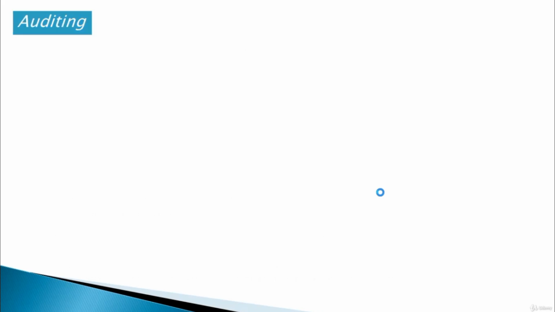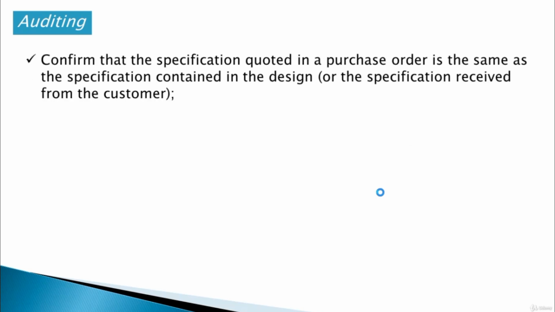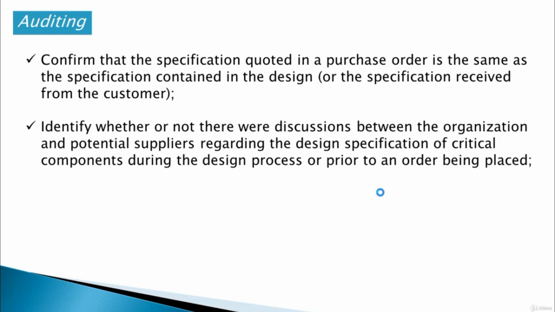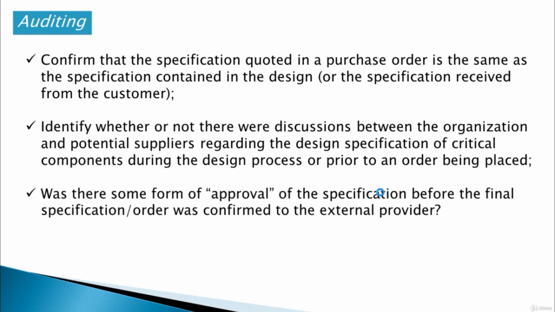Now, for auditing this requirement, the auditor needs to confirm that the specification quoted in a purchase order is the same as the specification contained in the design or the drawing, or the specification received from the customer. And also the auditor needs to identify whether or not there were discussions between the organization and the potential suppliers regarding the design specification of critical components during the design process or prior to an order being placed. The auditor also needs to see whether there was some form of approval of the specification before the final specification or order was confirmed to the external provider.